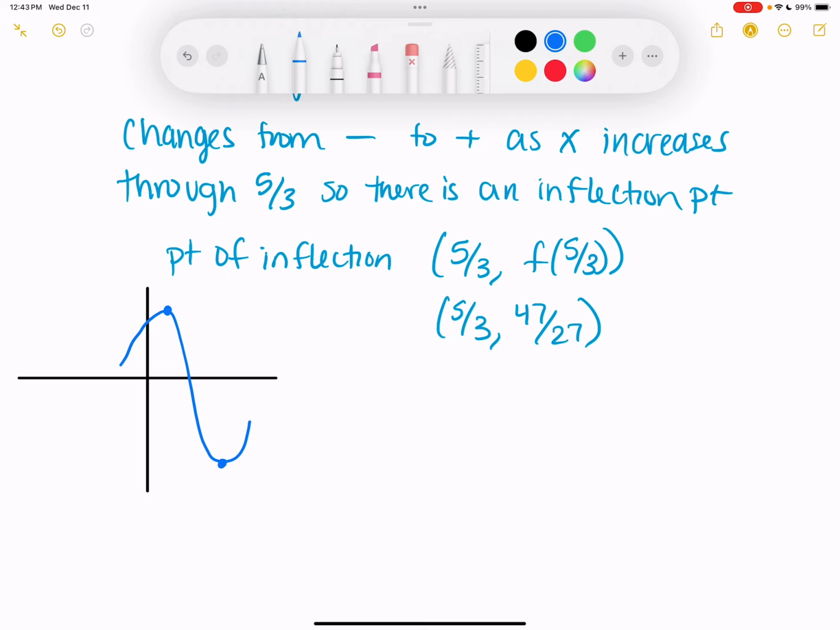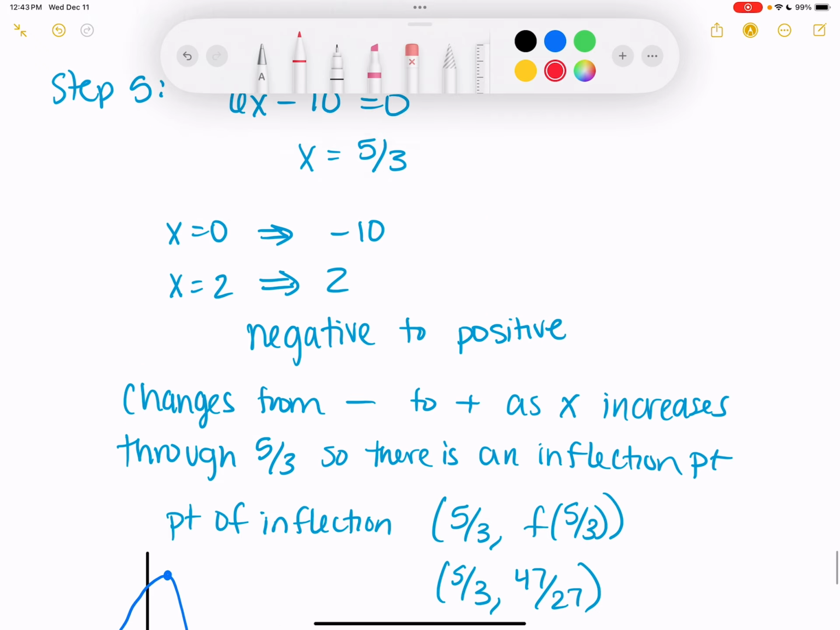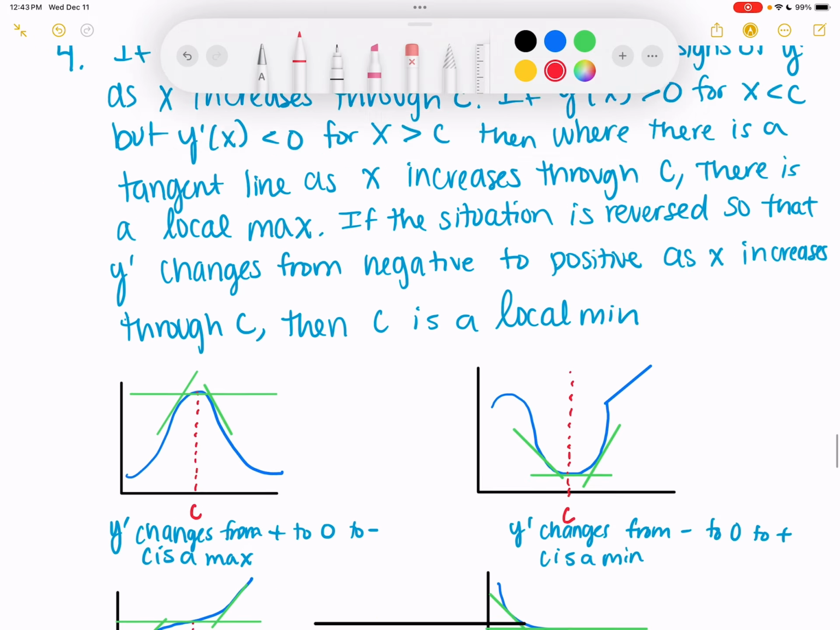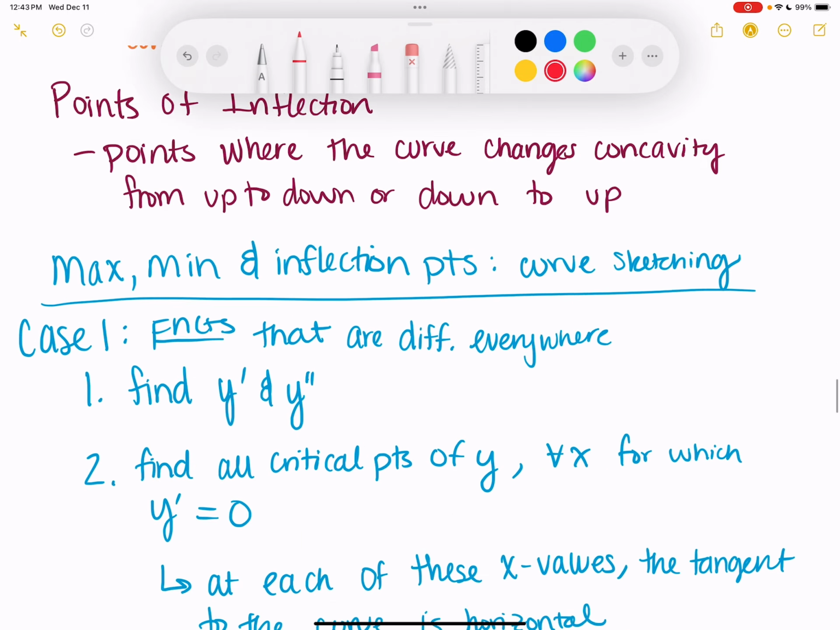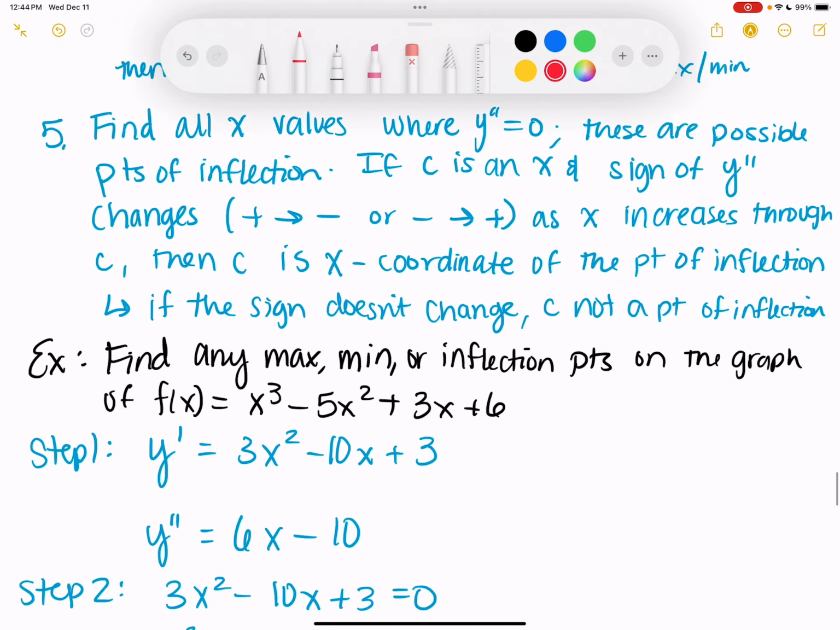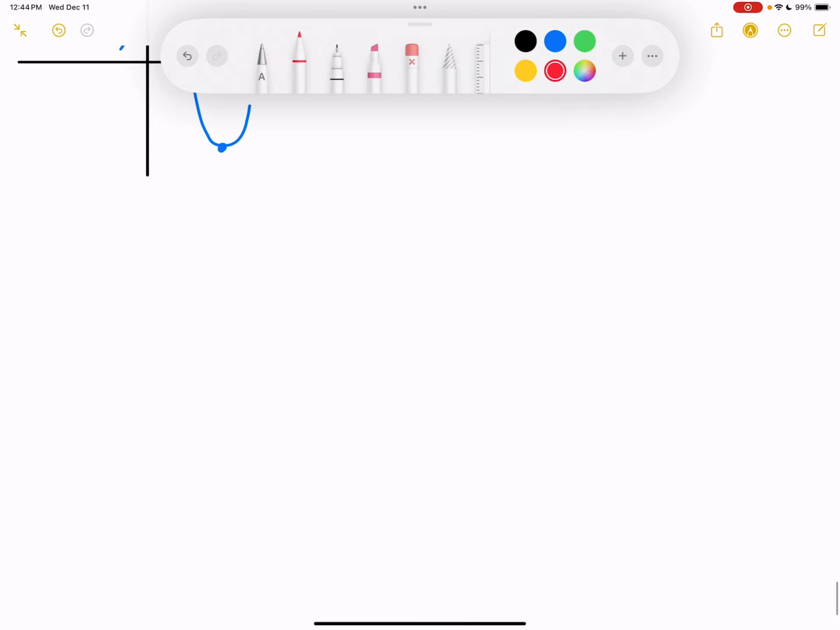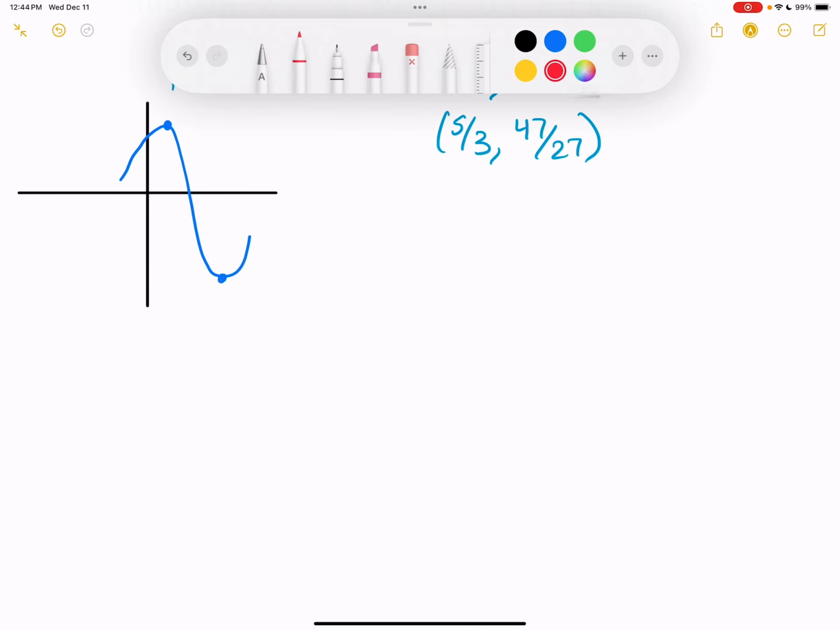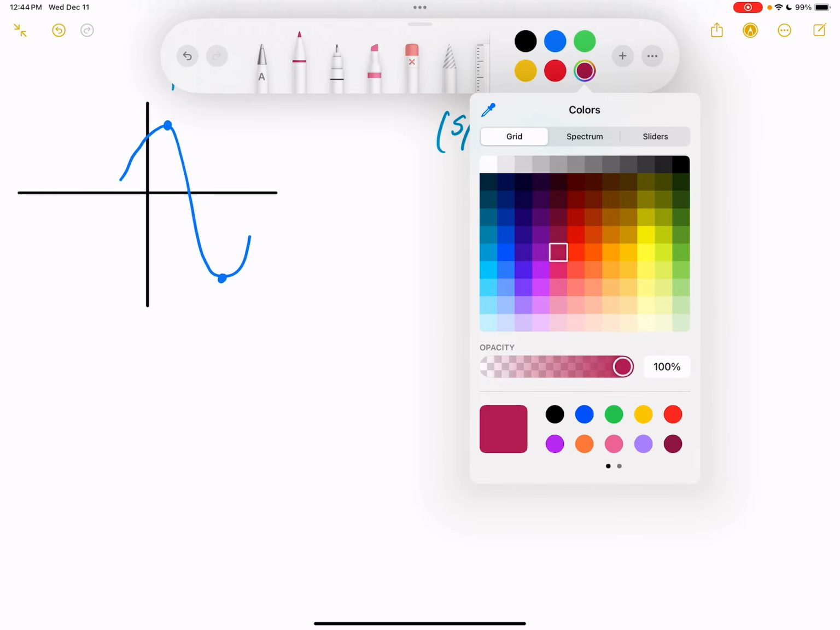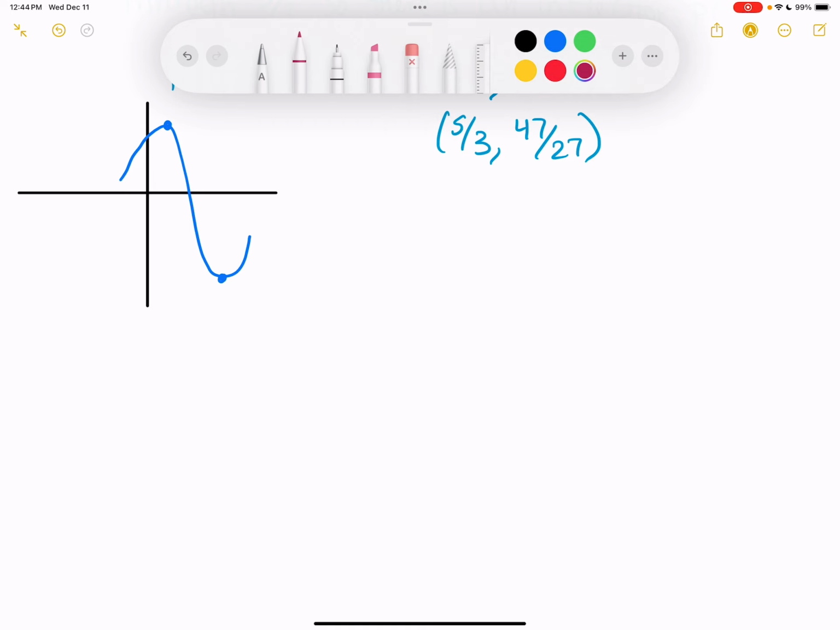All right. So that was all case 1. We are now on to case 2. Functions whose derivatives may not exist everywhere.